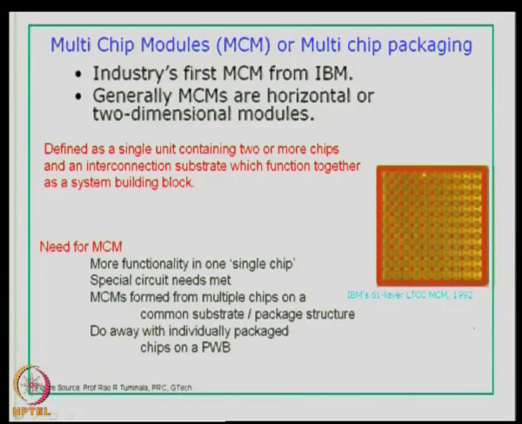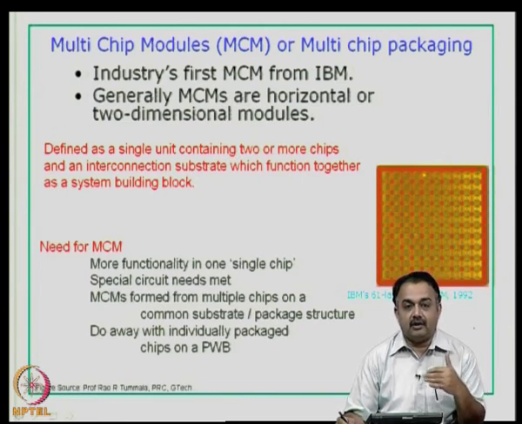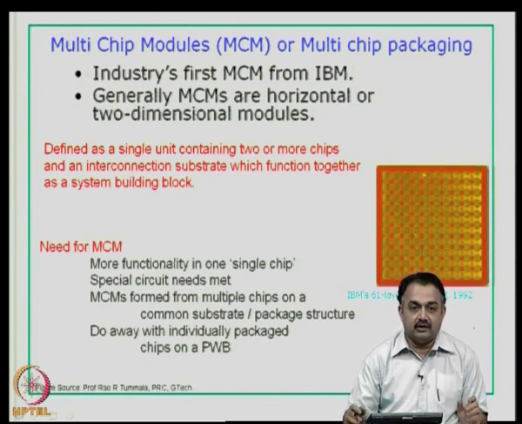Now, we will move into multi-chip modules, MCM. So far we have discussed single chip modules. Okay. Now, we will move into multi-chip packaging, MCP, or it is also known as multi-chip modules, MCM. So, as the name indicates, a single unit of a multi-chip module will contain 2 or more dies, and these dies will be interconnected on a common substrate, and this will function as a system by itself.